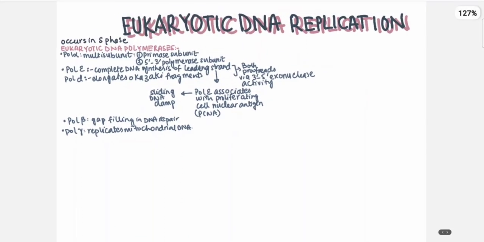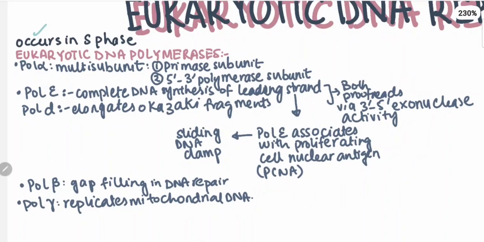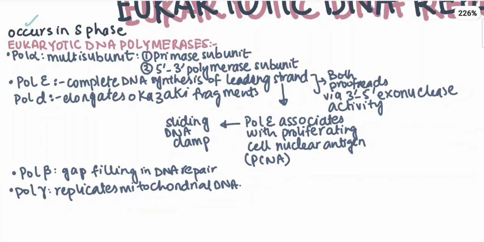Right. And now about the eukaryotic DNA replication, the only thing is that it occurs during S phase. And the eukaryotic DNA polymerases, there are certain points about it. I'm just going to read through it. It's very simple. All the other steps are the same. It's just the polymerases are different.